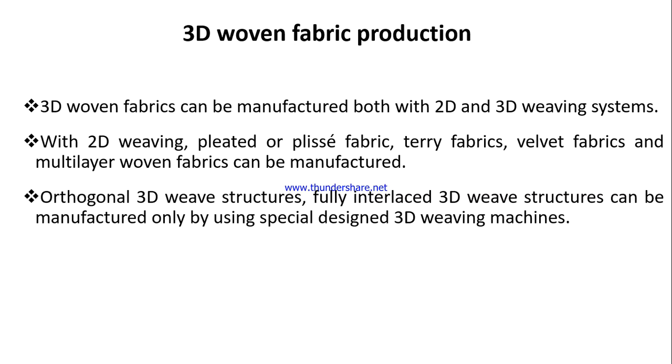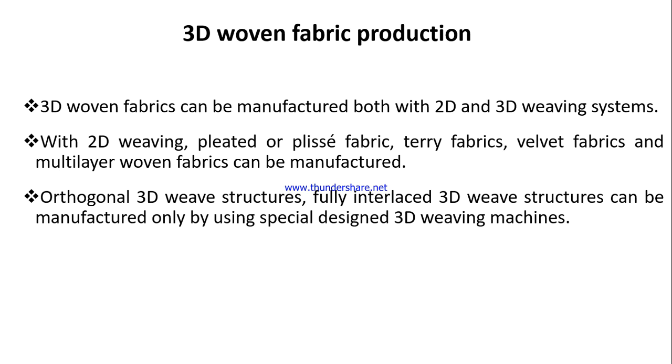Now, 3D woven fabric production. 3D woven fabric can be manufactured with both 2D and 3D weaving systems. Okay, in the 2D weaving system, that is, the conventional weaving system, 3D woven fabric can also be manufactured by doing certain modifications. And obviously there are 3D weaving machines where 3D woven structures can be produced. With 2D weaving, pleated or fleece fabric, terry fabric, velvet fabric, and multi-layer woven fabric can be manufactured.